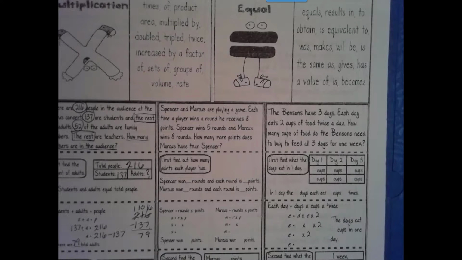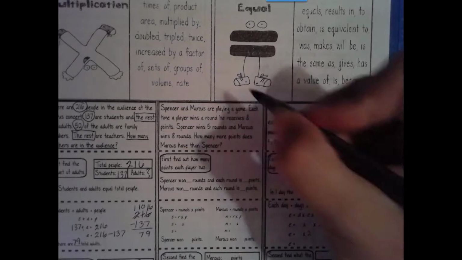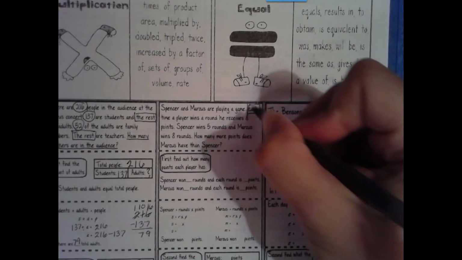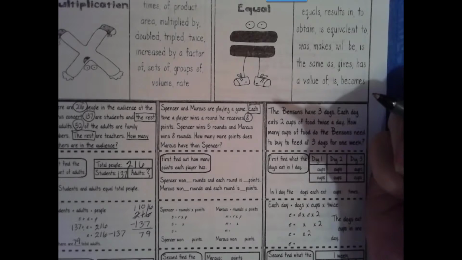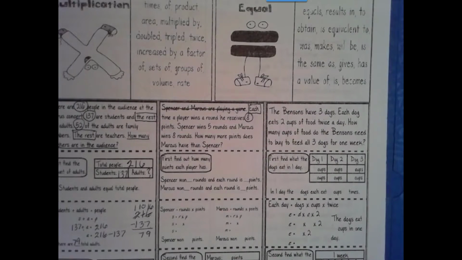Spencer and Marcus are playing a game. Each time a player wins a round, he receives 8 points. So each time he plays, he gets 8 points. Does it really matter that they're playing a game? Not really. That's just more to give you background. It's not going to help us with solving.